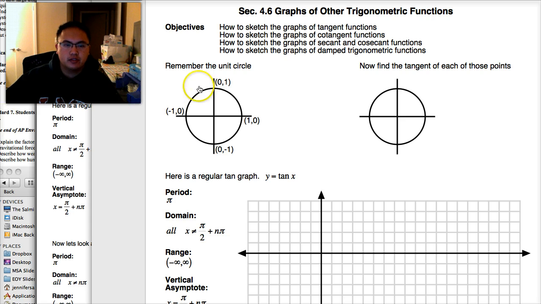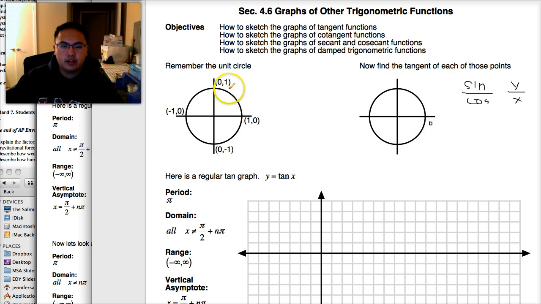So here's a unit circle. So just looking at the four main points, this is 1, 0, 0, 1, etc. Now find the tangent of those points. Do you remember tangent means the exact same thing as sine over cosine? So remember the sine is representative of the y-coordinate and the cosine is representative of the x-coordinate. So if I do sine over cosine on this one, it's the same thing as 0 over 1. 0 divided by 1 is 0. So I could say the tangent of 0 is 0.